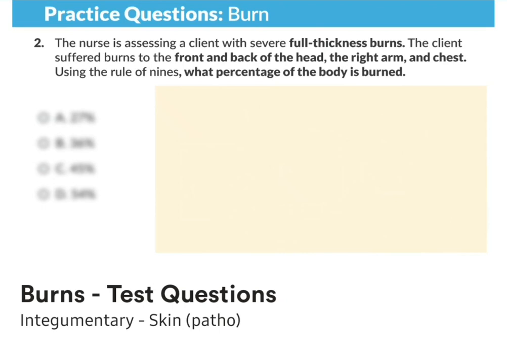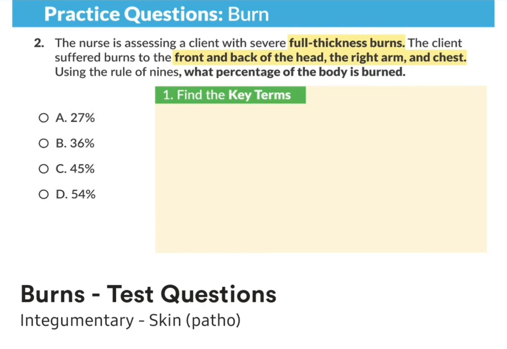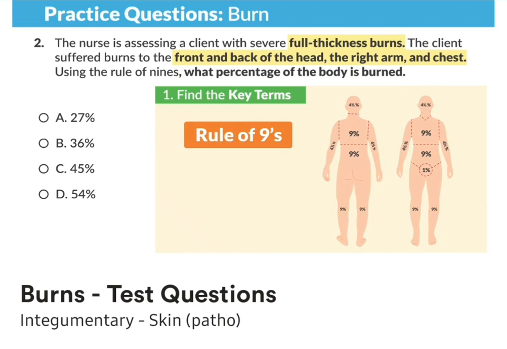Okay, let's break it down following the question breakdown strategy. So number 1, first look at the key terms in the question. Severe full thickness burns to the front and back of the head, right arm, and chest. So using the rule of nines, let's break it down. So front and back of the head is 9%, basically 4.5% for both sides. The right arm is also 9%, with 4.5 accounting for both sides. And the chest is only 9%. So add 9 times 3 and we get 27%. So option A would be the most correct.